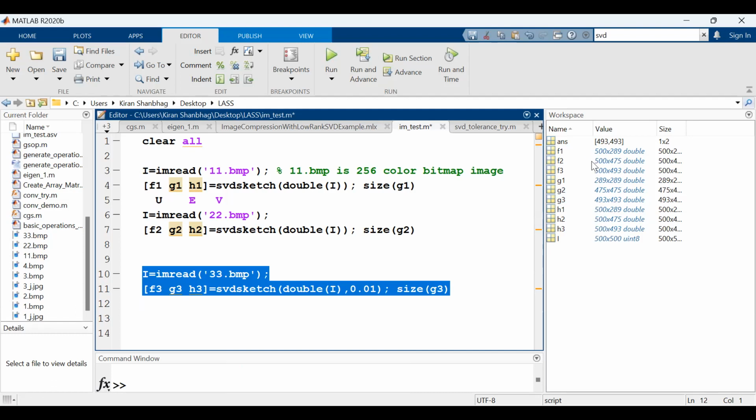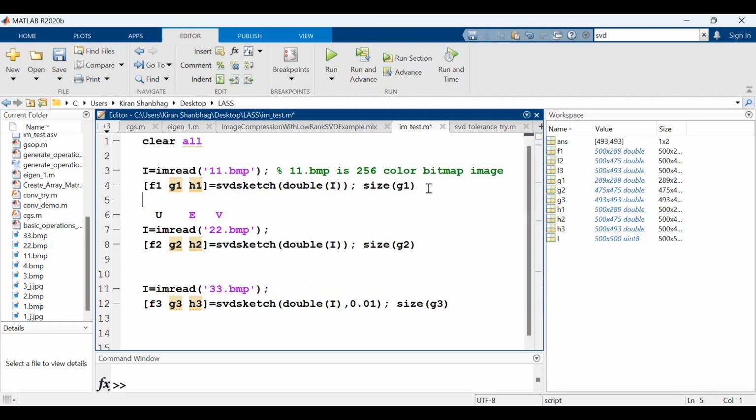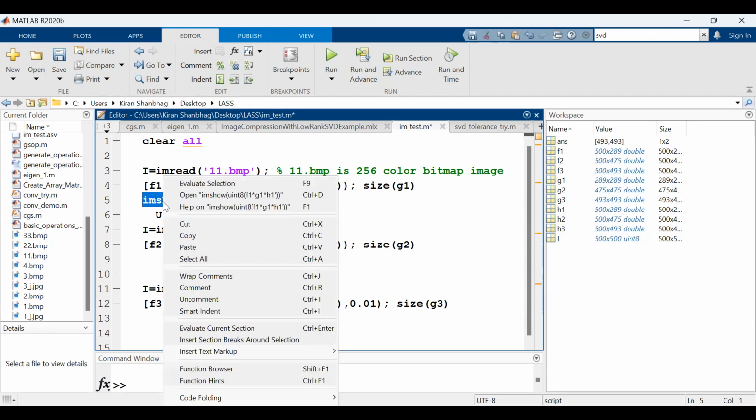By the way, all these matrices, if I take F1, G1, and H1, I get the original image back. You want to check? Let us try. If I do imshow, unsigned integer 8, that's the data type, because the data we had converted to double. If I do F1 multiplied by G1 multiplied by H1 transpose, let me see, do I get the original thing back?